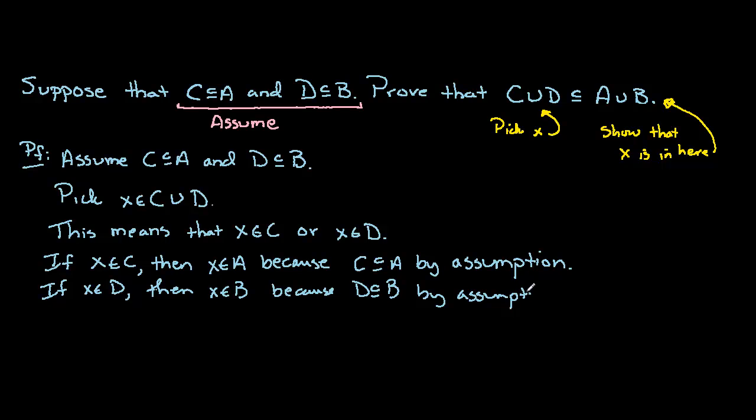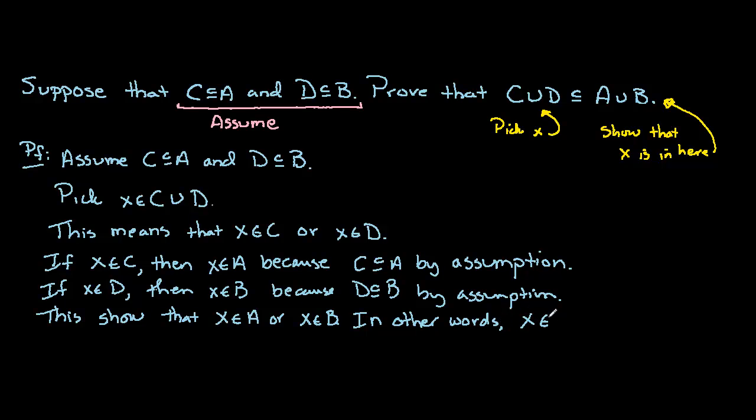Okay, so this is looking very good because either way, we have X living in A or X living in B. So this shows that X is an element of A or X is an element of B. In other words, X is an element of A union B, and that's by properties of unions of sets. To be in the union, you just have to live in one of the sets, possibly both, but it suffices to just live in one or the other. And that's certainly what we've shown.